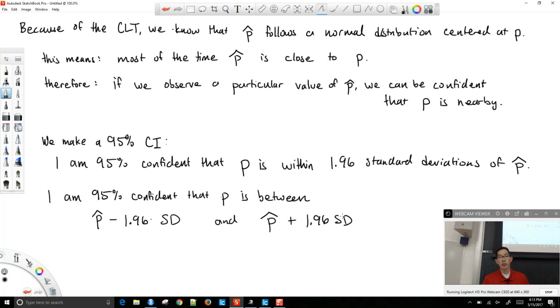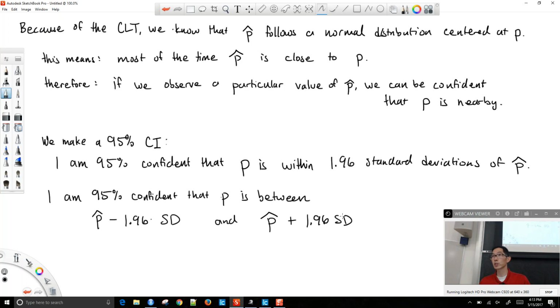So likewise, when we were looking at the dog on the field, we said if the dog is at 30, we can be confident that the owner is between 28 and 32, and we did that by doing 30 minus 2 and 30 plus 2. Similarly, I can be confident that P is between p hat minus 1.96 standard deviations and p hat plus 1.96 standard deviations.